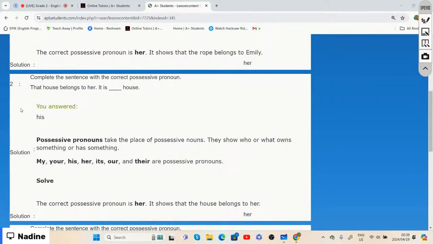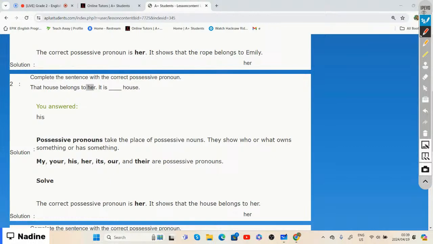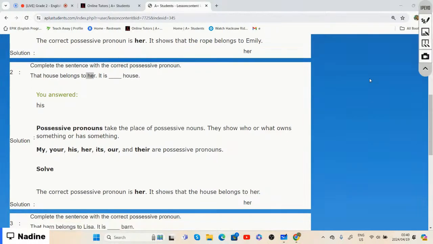All right. That house belongs to her, right? So if that house belongs to her, then we can say it is her house. We're not going to mention somebody's name. We will just say it is her house because the house belongs to her. If the house belongs to him, then we can say it is his house. If the house belongs to me, then I can say it is my house, right?